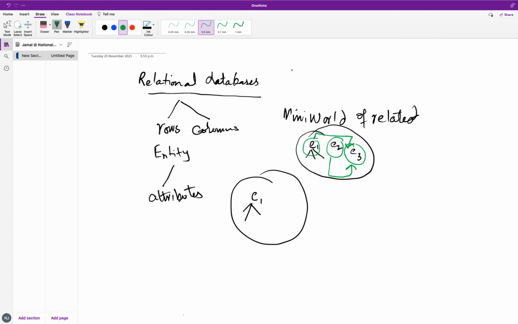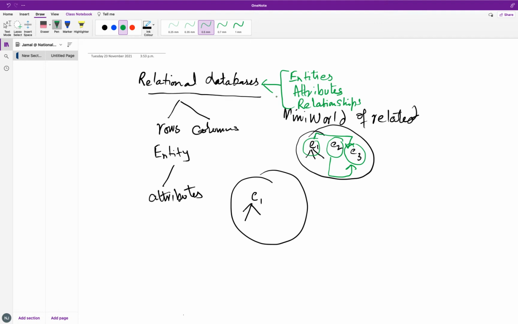So in relational databases, we have three important things. First of all, entities, attributes of each entity, and their relationships. So this is a relational database, okay? And then we discussed that in a relational database, an entity becomes a table when we convert it, right?